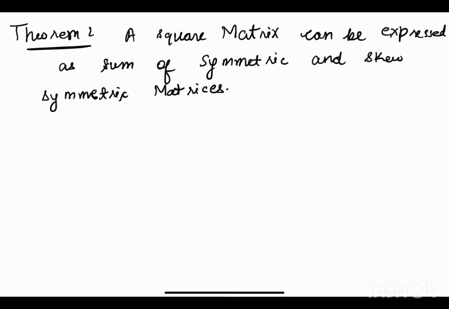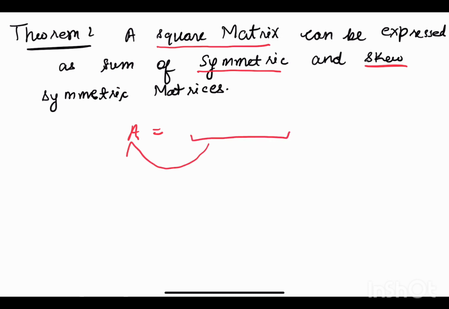Now this is the last theorem based on my symmetric and skew symmetric matrices. Now what does this say is that we are again starting with my square matrix. So this square matrix can be expressed as the sum of a symmetric and a skew symmetric matrix. Now what do we mean by this is, if I'm considering a square matrix A, let us try to involve the concept of symmetric and skew symmetric in such a way that it will in turn give me back my matrix A. How can we do that?